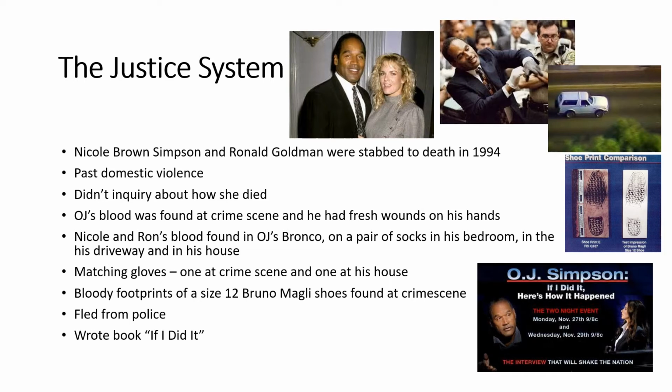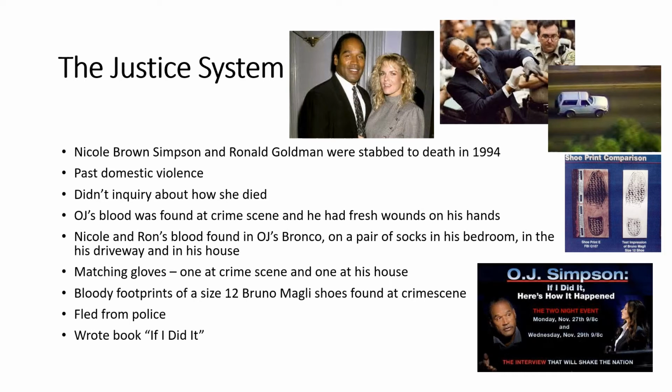So at the end of all this, despite all the evidence, he had a wonderful defense team and he was acquitted of these 2 murders. Later on, he wrote a book, If I Did It, Here's How It Happened, where he basically goes through and explains what happened that night, what led up to this event, and so on and so forth. So, as you can see here, there is just a vast amount of evidence that was presented to the jury.